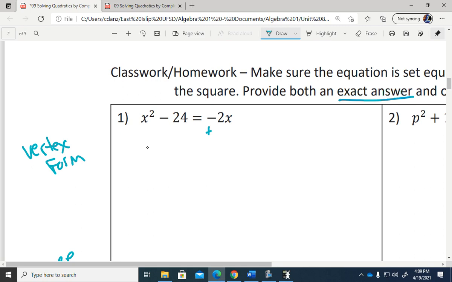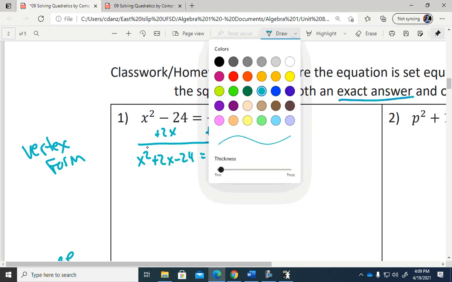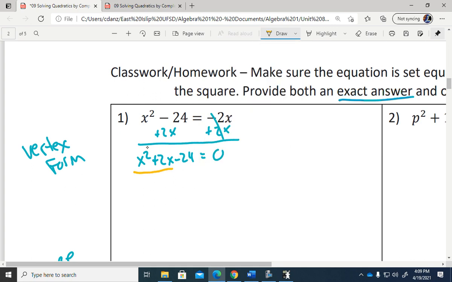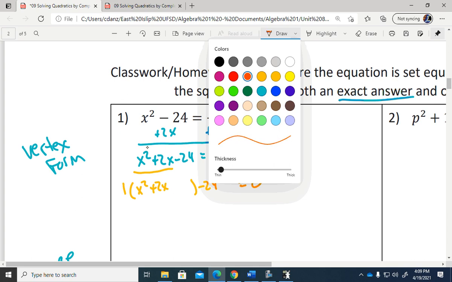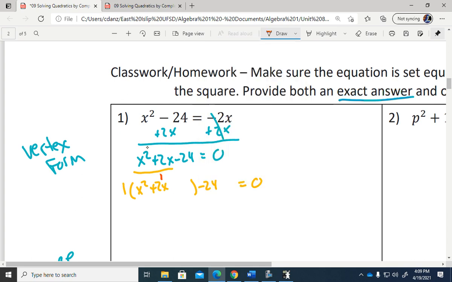If I get it in vertex form, I want to get set equal to 0. Then I want to underline my first 2 terms. I want to undistribute the 1. I want to leave a gap, leave another gap. Then I want to take half of this plus 2, which is a 1. I want to take that 1 and square it, which is a 1. I do the 1 times 1, which is 1. The opposite of 1 is minus 1. Almost there.